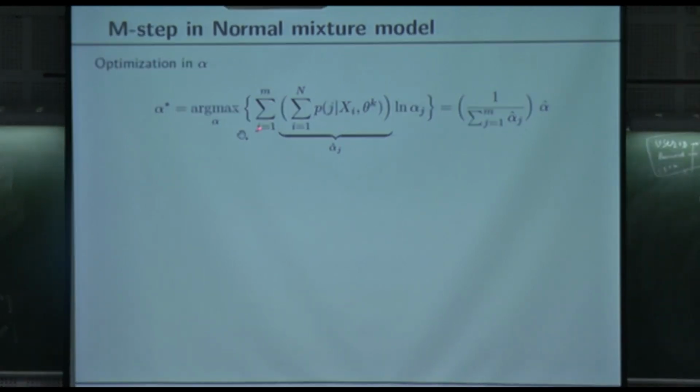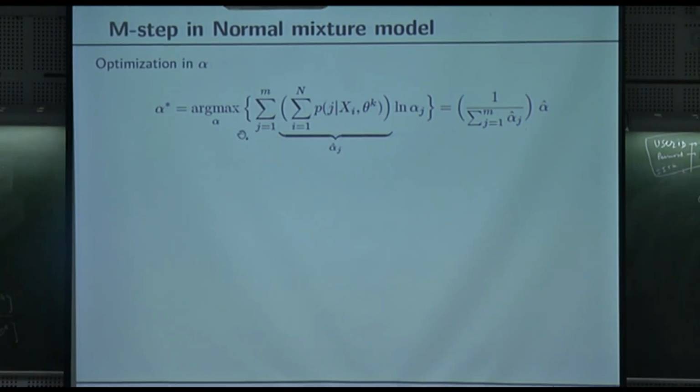So if you look at the optimization for alpha, you have the summation of j going from 1 through m, summation of i going from 1 through n, probability of j given x_i and theta k times log alpha j. Remember, this now looks like alpha hat j log alpha j. So if you call this alpha hat j, this is exactly the same thing that we were doing, some coefficient times log alpha j. How do I get the optimization problem for that? The optimal solution turns out to be alpha hat, which is this, divided by the sum of the alphas.